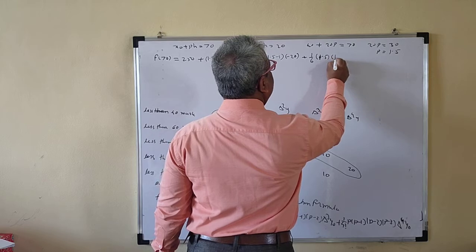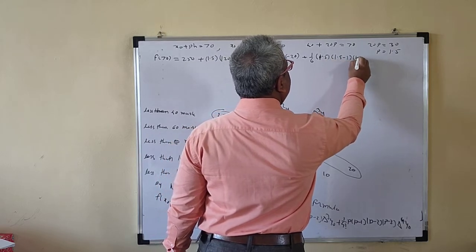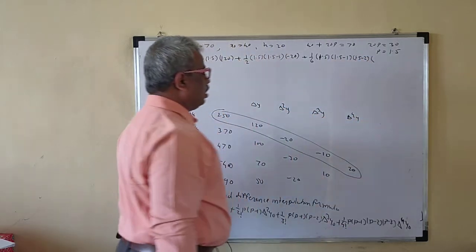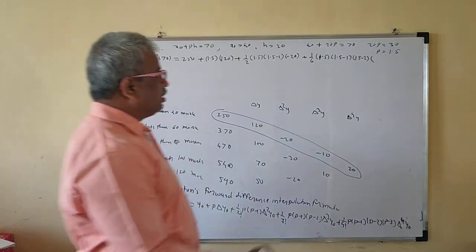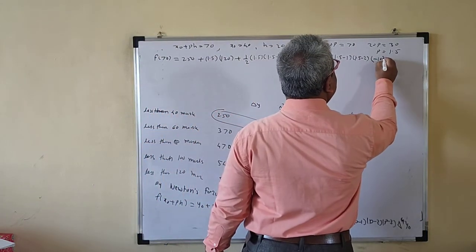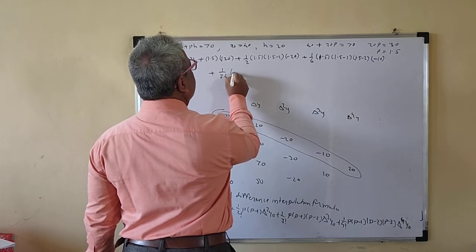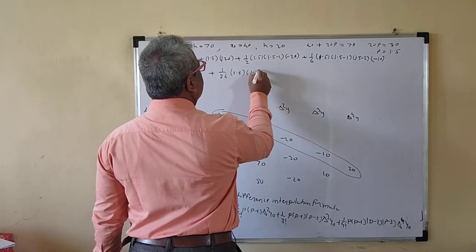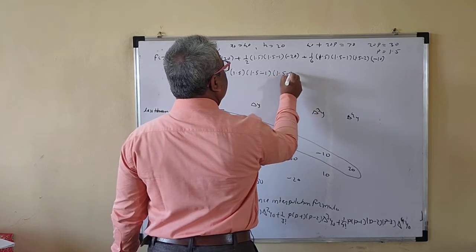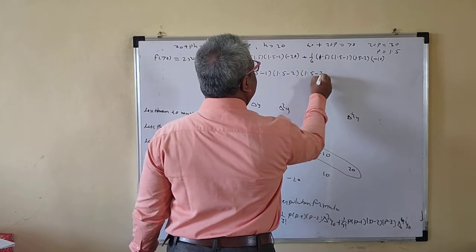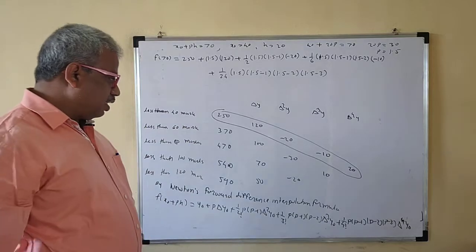Then 1 upon 3 factorial is 1 upon 6, 1.5 into 1.5 minus 1 into 1.5 minus 2. Then the first entry of the cube is minus 10. Take care of the sign, minus 10. Then 1 upon 4 factorial, this is 24, 1.5 into 1.5 minus 1 into 1.5 minus 2 into 1.5 minus 3. And this is 20.